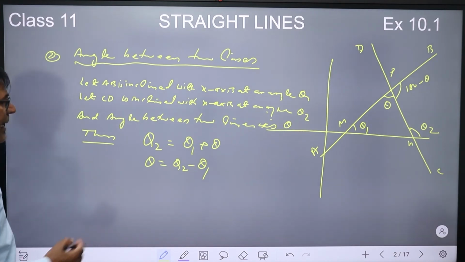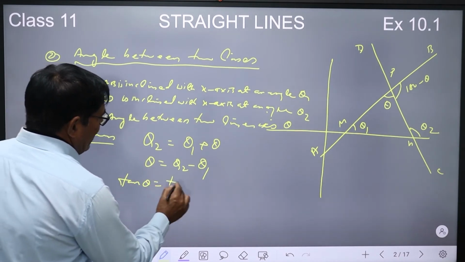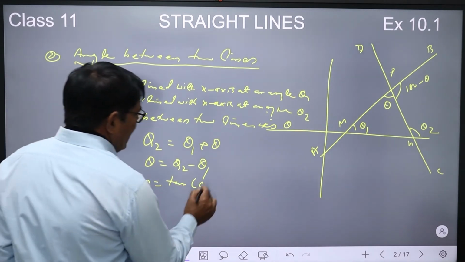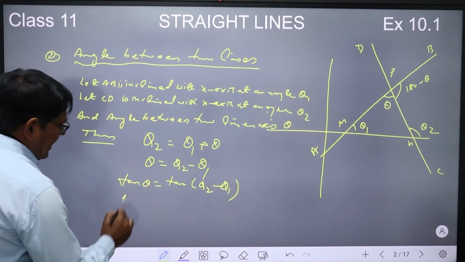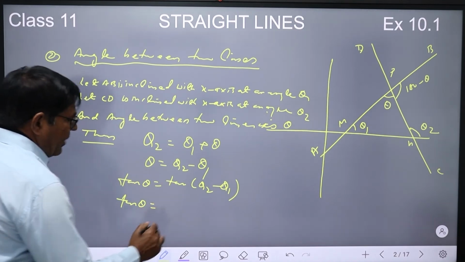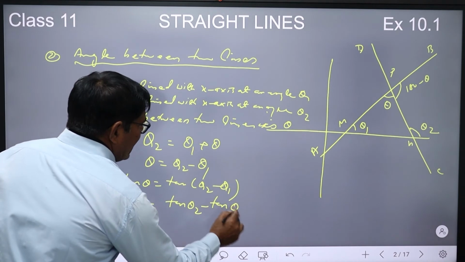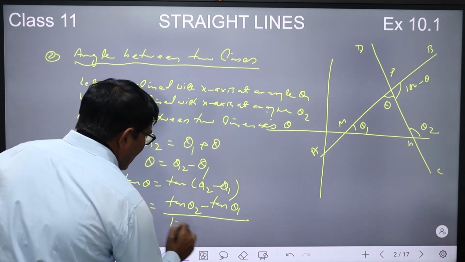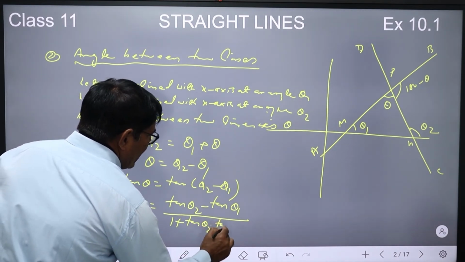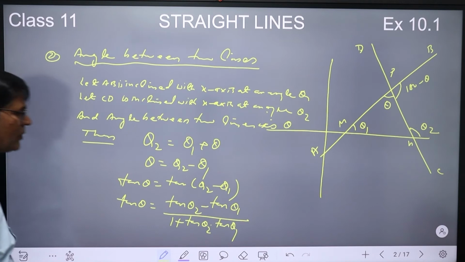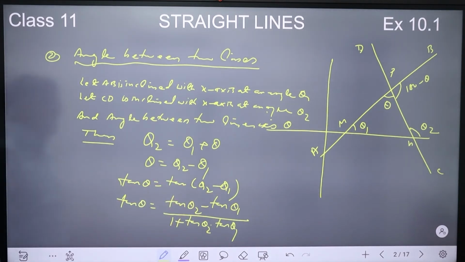Taking trigonometrical tangent on both sides, so tan of theta will be equal to tan of theta 2 minus theta 1. Now tan (A minus B): tan of theta will be equal to tan of theta 2 minus tan of theta 1 whole upon 1 plus tan of theta 2 into tan of theta 1. So this is the tan (A minus B) formula on the right hand side.